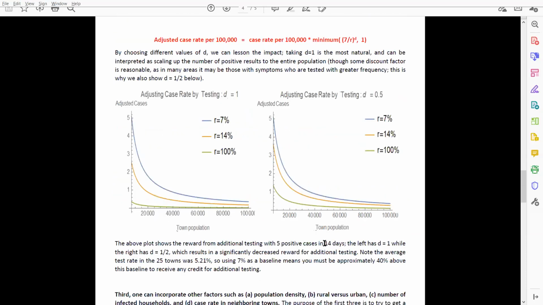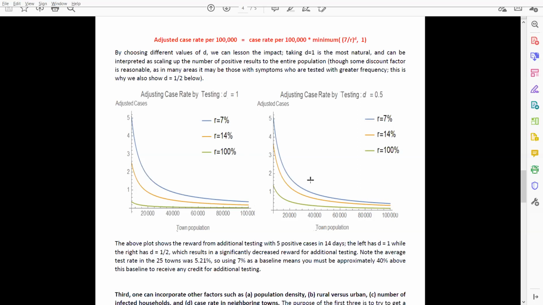You could actually make things a little bit better and actually have not just 7 over R, but 7 over R to the dth power to decrease how much of an effect this has. And so over here, if d equals 1, it's cutting down a lot. If d equals 1/2, it doesn't cut down as much.